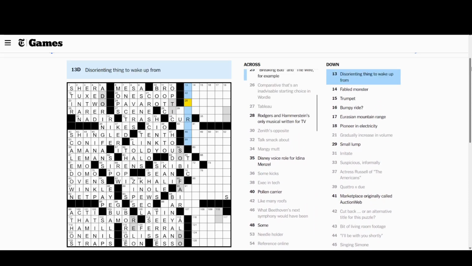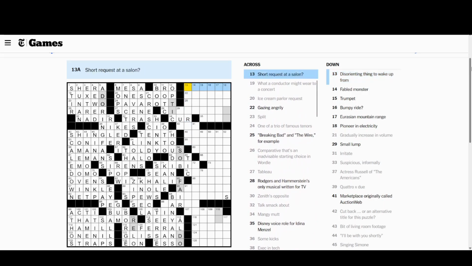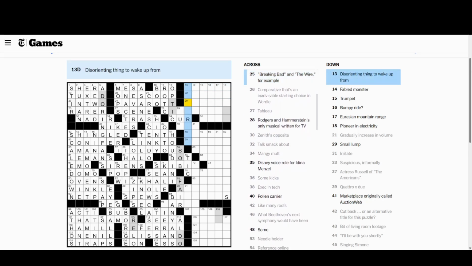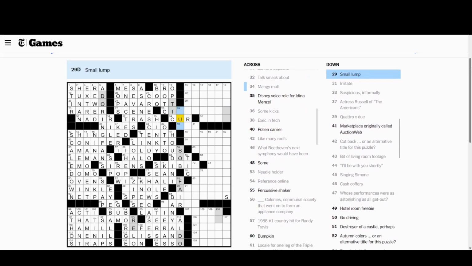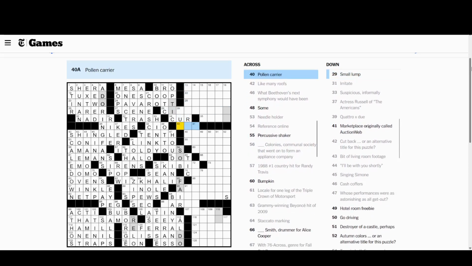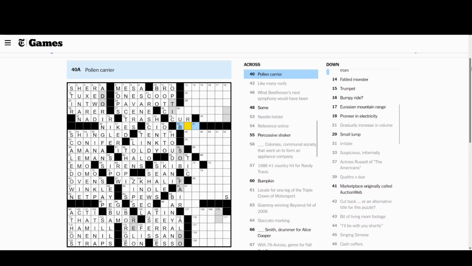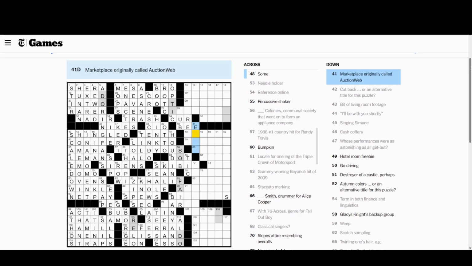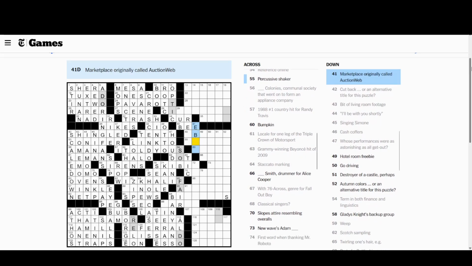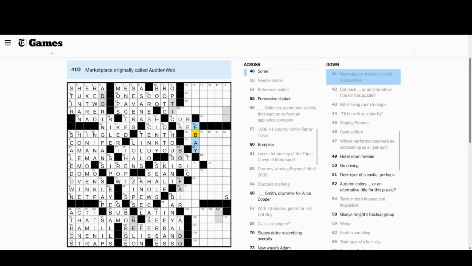Disorienting thing to wake up from. Not sure. Short request at a salon. Not sure what that is either. Small lump? Not sure what that is either. Pollen carrier could be a bee. Marketplace called auction web could be eBay? I mean, it has to be eBay.